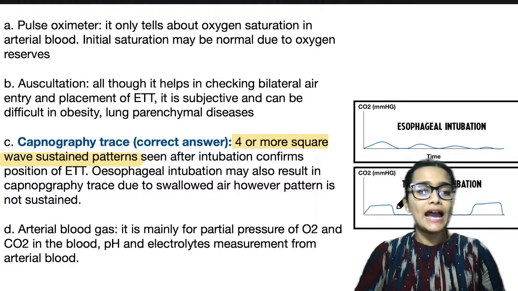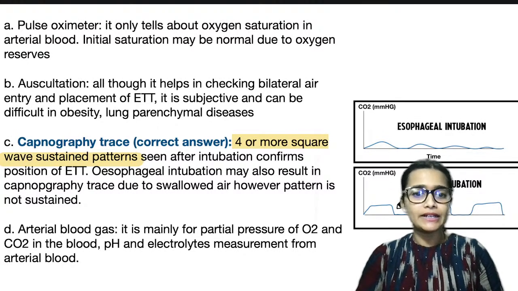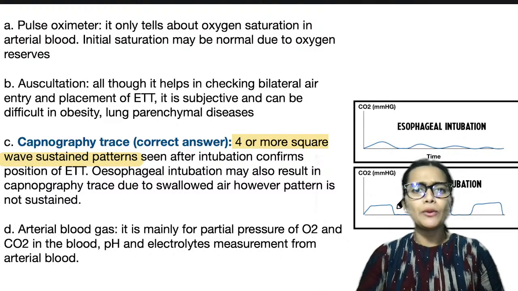So a proper square shaped pattern is what you need to see on your capnography, which is a gold standard technique. And your option D was arterial blood gases. It is mainly to detect the partial pressure of your oxygen, carbon dioxide, your pH and electrolytes and so on from the arterial blood.